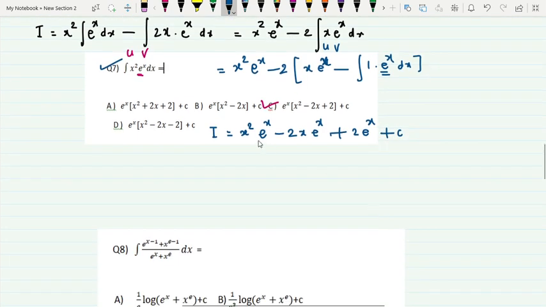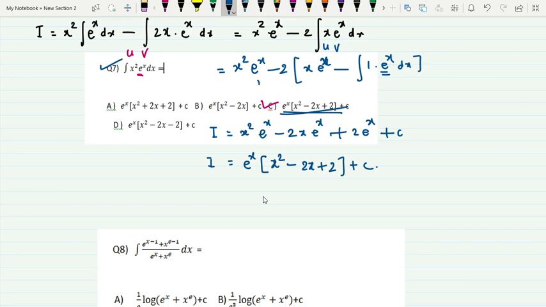Then from here we take e raised to power x common, so the given integral I will be e raised to power x, taking common, x square minus 2x plus 2, and plus c. Yes, done. So this is the option.